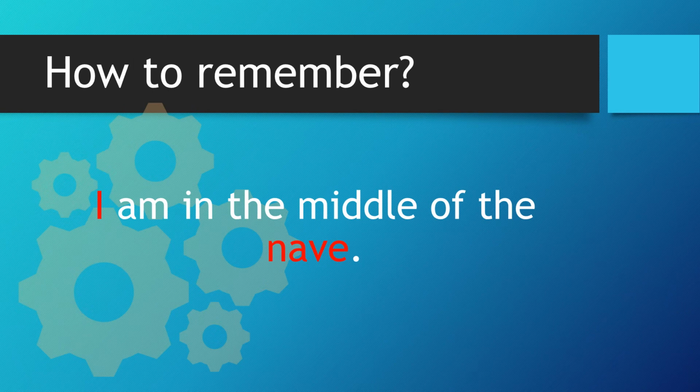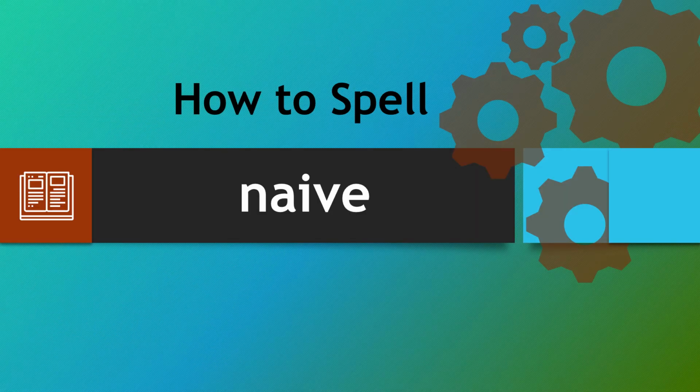Let's look at that sentence again. I am in the middle of the nave. The I going directly into the middle, creating naive. So hopefully you can then spell this tricky word because you know that the I goes into nave right into the middle.